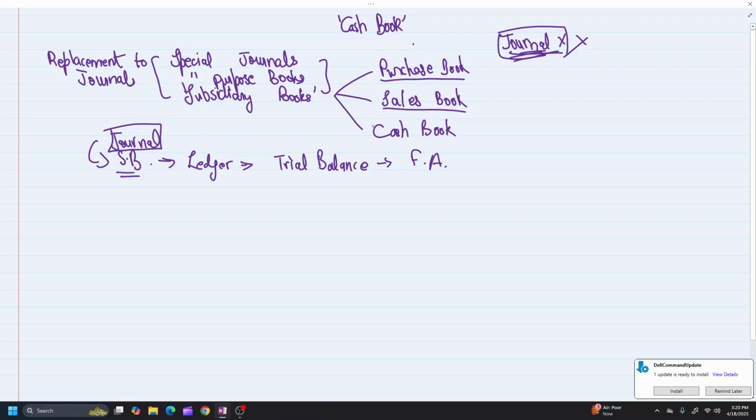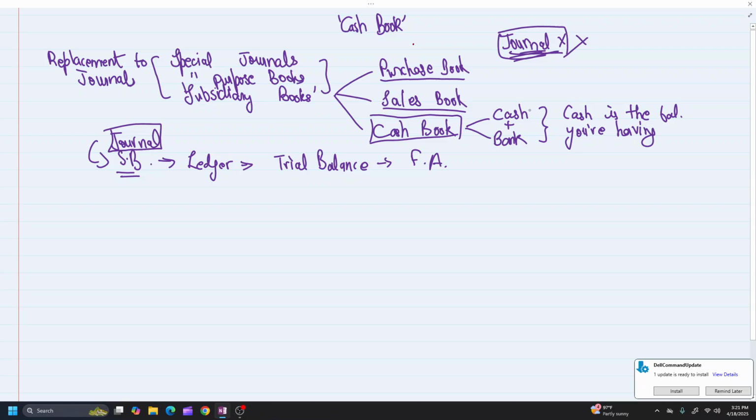Similarly, today we are going to talk particularly about your cash book. Now, cash doesn't only mean currency like notes. It refers to your cash plus bank, meaning cash is the balance you are having, that is yours. If it's in the form of cash or bank, this is the money value that you have. It's not a credit, it's not a debit, it's the money of yours.